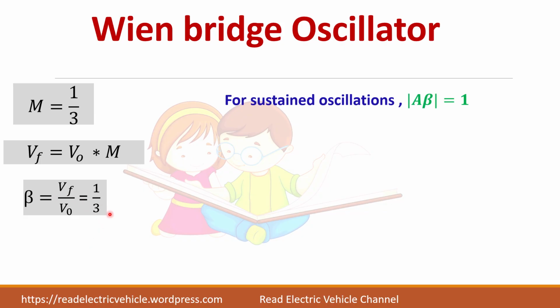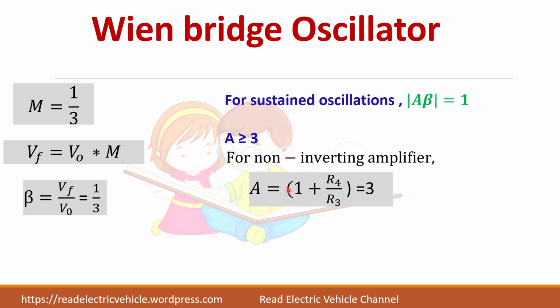So for sustained oscillation, we know A beta is equal to 1. Since beta is equal to 1 by 3, A should be greater than or equal to 3. Since this is a non-inverting amplifier, the gain is given by 1 plus Rf by R3, that is equal to 3. So from this you can find the relation between R4 and R3: R4 is equal to 2 times R3. So this is how you have to design the Wien bridge oscillator.